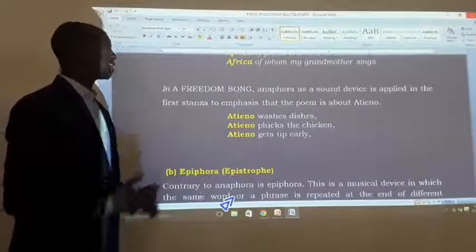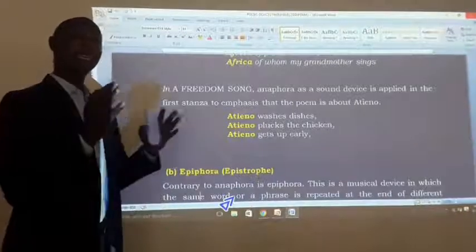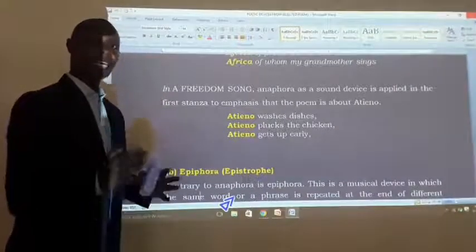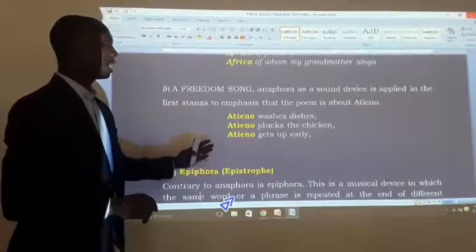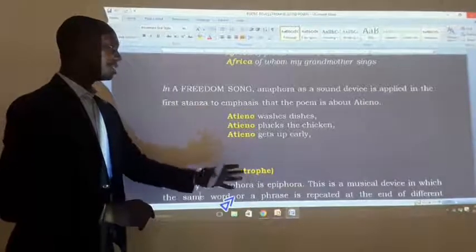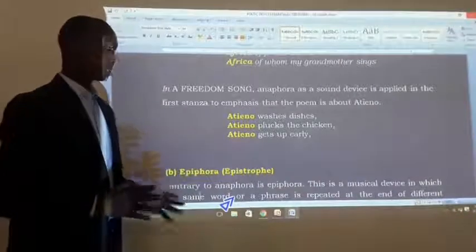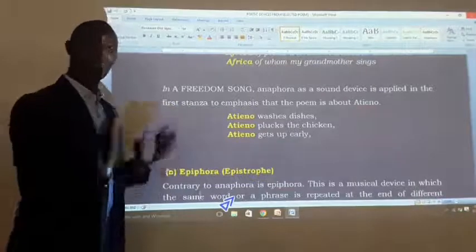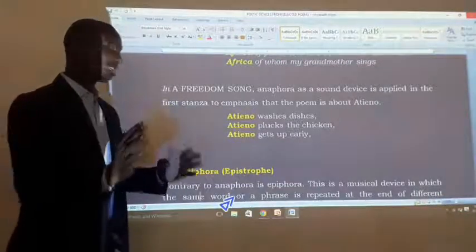Anaphora as a sound device is applied in the first stanza. Why? To emphasize that the key issue in this poem is Atieno. That's why Marjorie purposefully used Atieno at the beginning of 3 verses. Atieno washes dishes, Atieno cuts the chicken, Atieno gets up early. Why? Because Atieno is the main center. This kind of repetition whereby a word appears at the beginning of consecutive verses is anaphora.